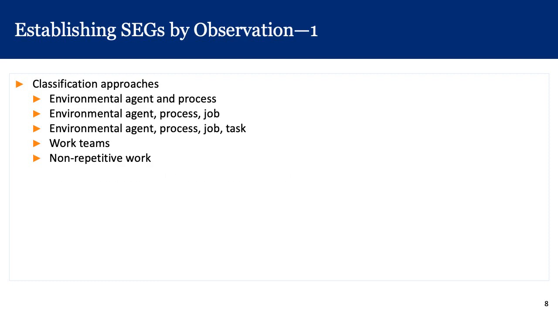In terms of establishing SEGs by observation, there are a variety of ways in which we can do that. As I mentioned earlier, a lot of this depends on the professional judgment of the industrial hygienist, so it can be a somewhat subjective process. You could create an SEG on the basis of the environmental agent and the process, or agent, process, and job, or agent, process, job, and task, or any of these combinations. You could also look at work teams, or you can look at non-repetitive versus repetitive work.